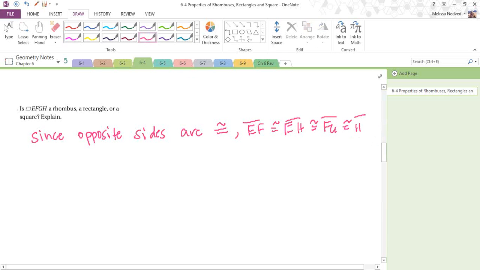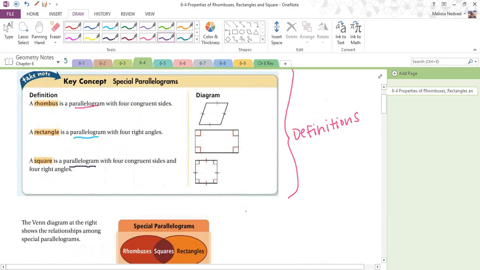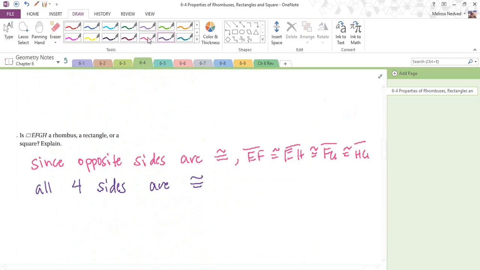So now, knowing that all 4 sides are congruent, if we look back up at our definition for special parallelograms, notice that the definition for rhombus is a parallelogram with 4 congruent sides. So we've just found that parallelogram EFGH is a rhombus.